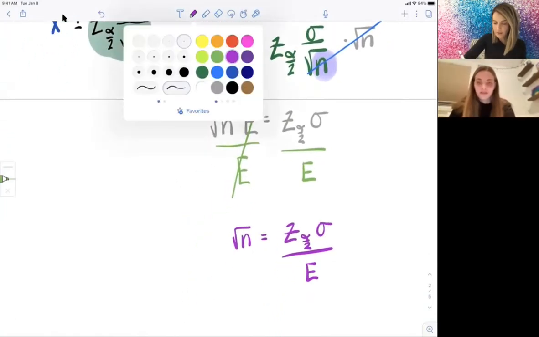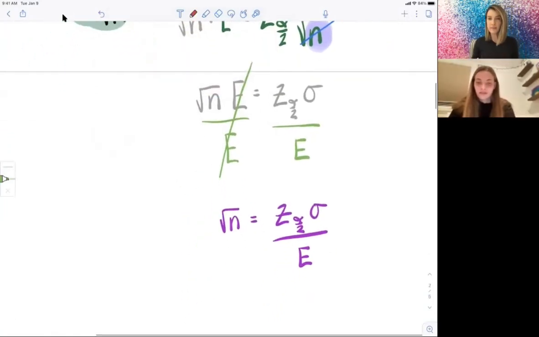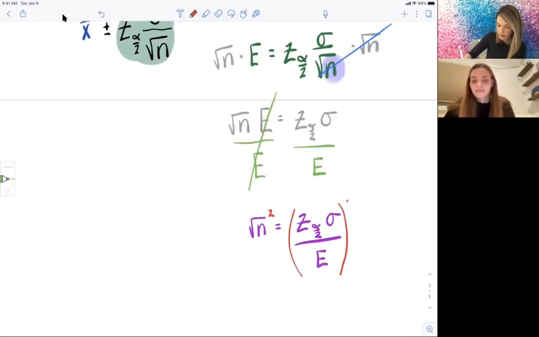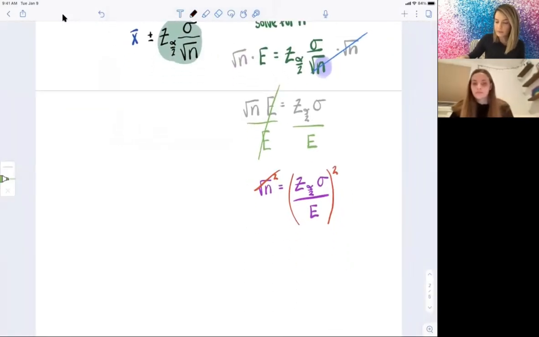Okay, and then what's the last move to solve for n? The last move, you'd have to square both sides. Right. We want to undo what's being done to n, so we square both sides. And I'm not going to ask the class to ever repeat the solving for n.